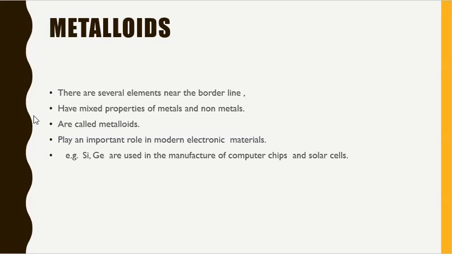But leaving metals and non-metals, metalloids play an important role. Metalloids are very important in our daily life, as they have a role in modern electronic materials. For example, we have appliances at our home like computer chips, solar cells, batteries, motherboard chips and various electronic machinery. These have silicon or germanium chips used. So we can say that metalloids are also very important other than metals and non-metals.